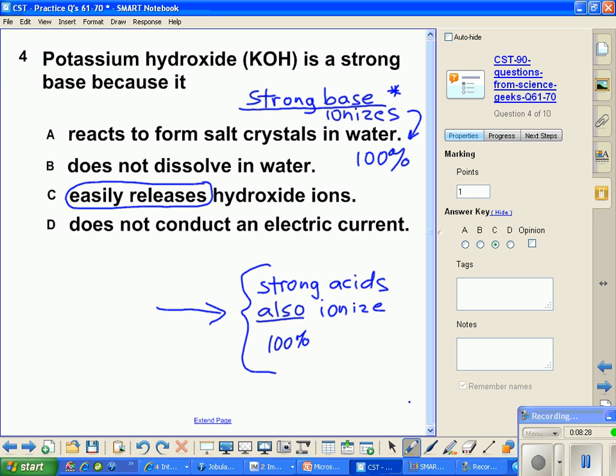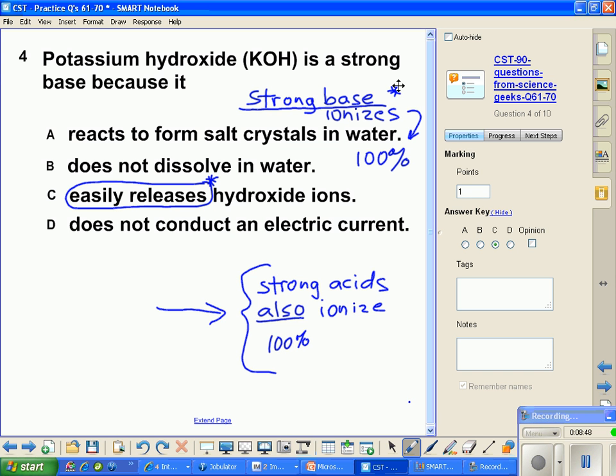Well, first of all, C is correct. Easily releases. What does that mean? That means it ionizes 100%. It lets go, the two ions let go of each other very easily in water, so water can break them apart. Now, that's the correct answer. Why do the other answers not work?